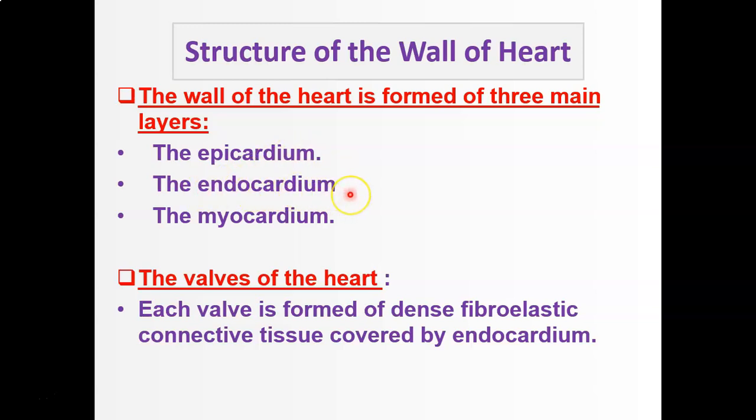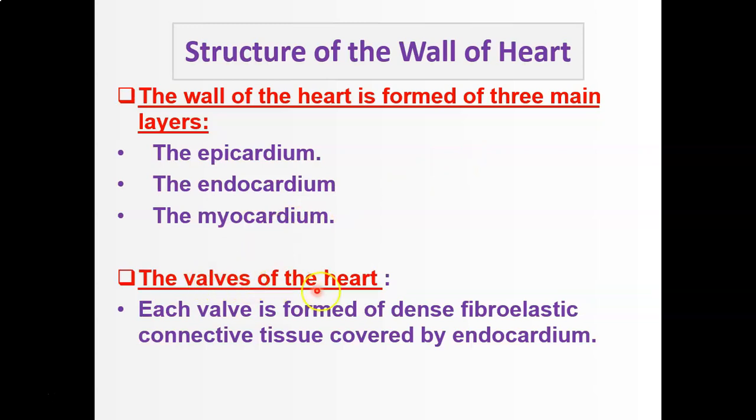Endocardium is also formed of simple squamous epithelium. Endocardium lines the wall of the heart from inside. So it covers the atrium, ventricle, the valves, and septum from inside. It is simple squamous epithelium, don't forget. The myocardium is formed of connective tissue which contains the cardiac muscle we already described in the previous slides.